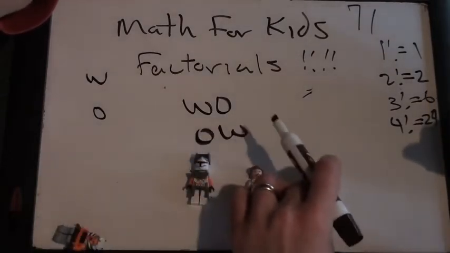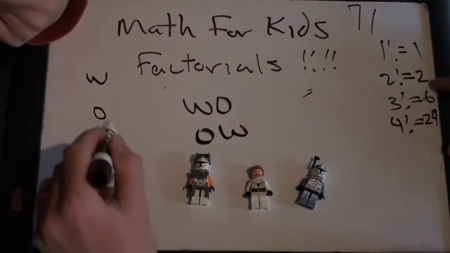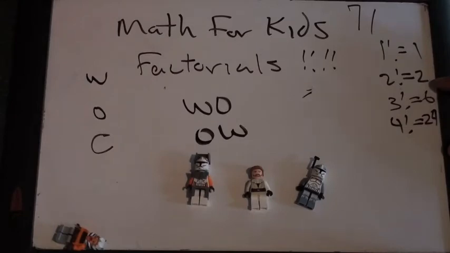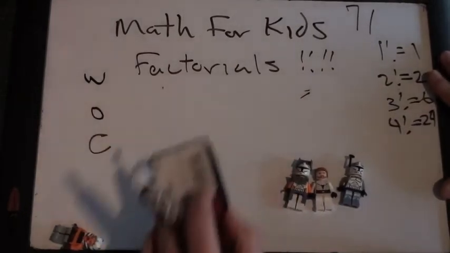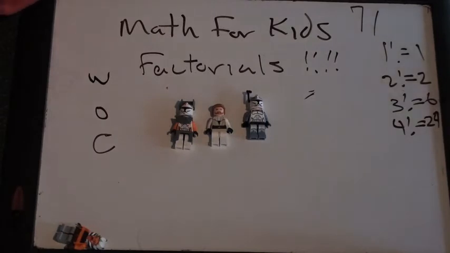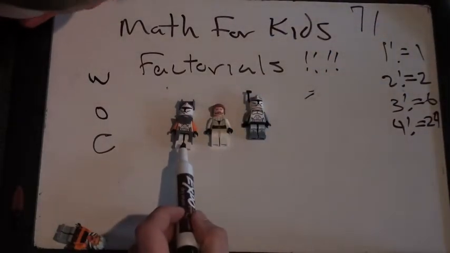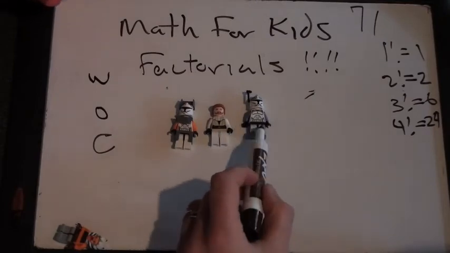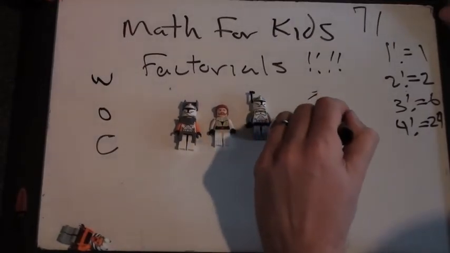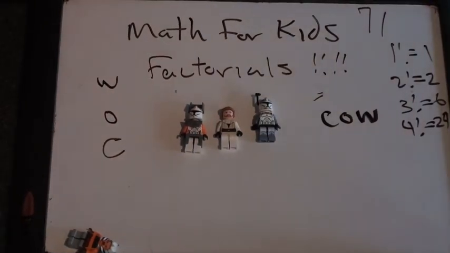Now what about 3 guys? Let's bring this Lego guy in. What's his name? Commander Cody. All these guys have long names. So let's just call him C. Now we have to figure out all the ways to arrange 3 Lego guys when order matters. Here's one way: Commander Cody, C, Obi-Wan Kenobi, and Wolfpack Clone Trooper. So here we get one arrangement, C-O-W. Cow.